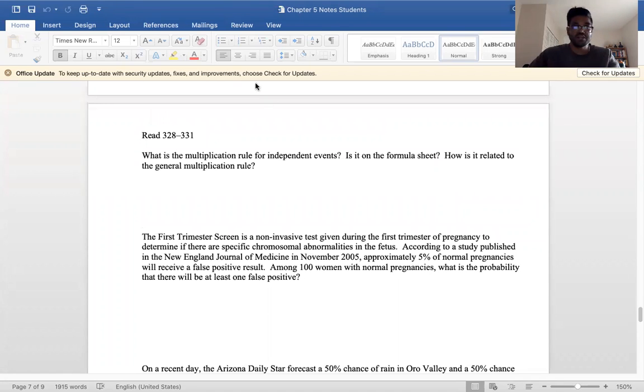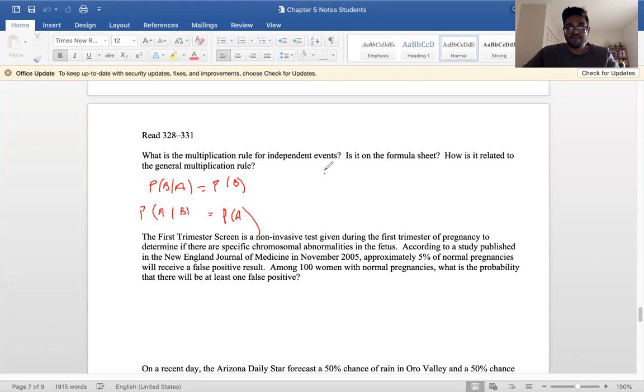So what's the multiplication rule for independent events? Well, if we know that the events are independent, we know that the probability of B given A is just equal to the probability of B, right? Because A had no impact on B. Likewise, the probability of A given B, by the same argument, is just the probability of A, because B had no impact on A.